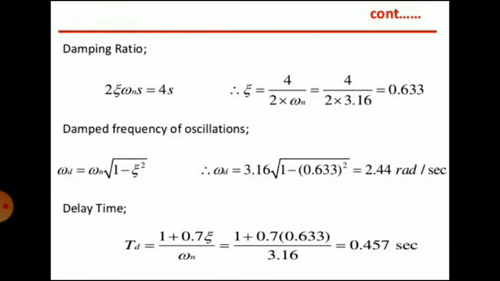After putting the values and simplification, you will get omega d, that is the damped frequency of oscillations, equal to 2.44 radian per second. Next, that is delay time. So Td equal to (1 + 0.7 zeta) upon omega n. That is the formula that you have to use to find out delay time. After putting the values and simplification, you will get 0.457 seconds.